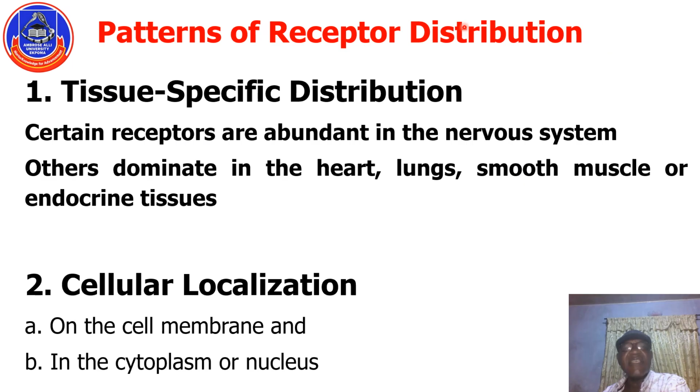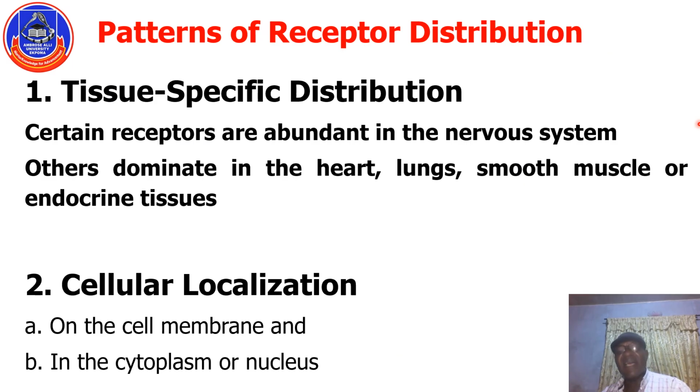We have cellular localization, where they could be present on cell membrane and in the cell cytoplasm, or in the cell nucleus. This selective presence explains why a drug affects one organ more than the other.